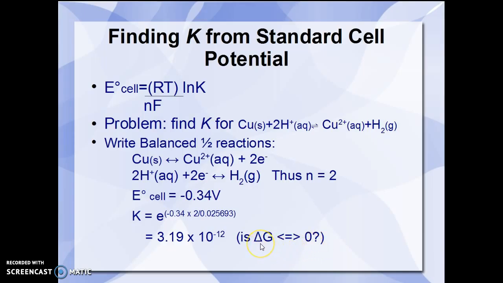So our question then is, for this reaction, is delta G less than, equal to, or greater than 0? If you think about it for a while, you realize that with an equilibrium constant this small, this reaction is not favored, and therefore delta G cannot be less than 0. It must be considerably greater than 0. So that's how you do those 4 problem types.